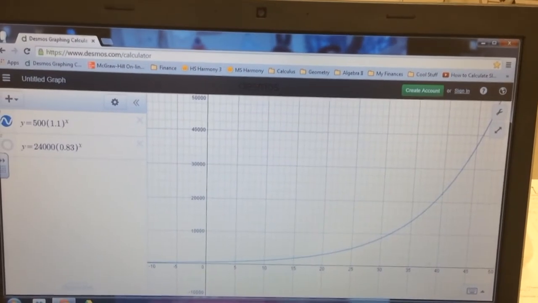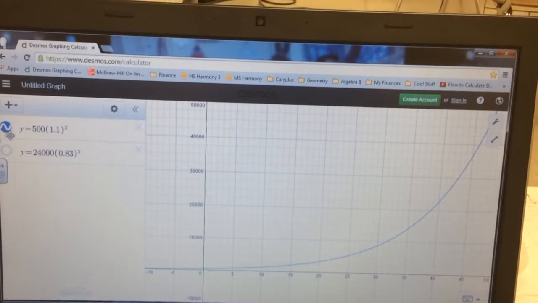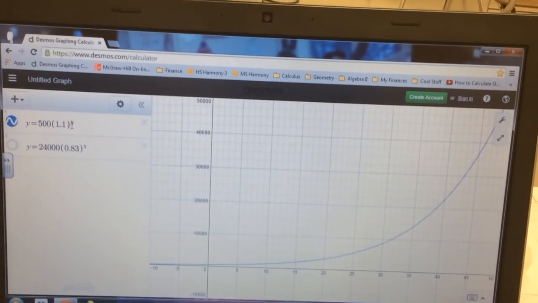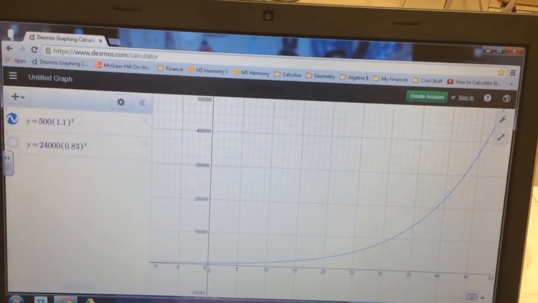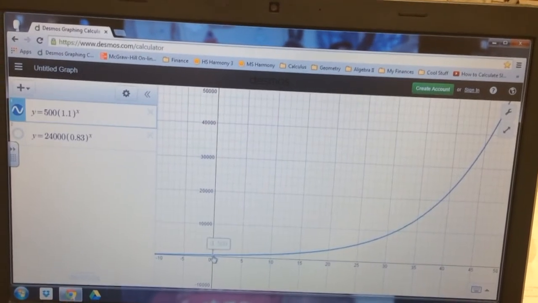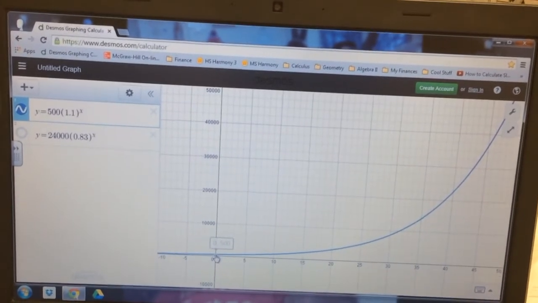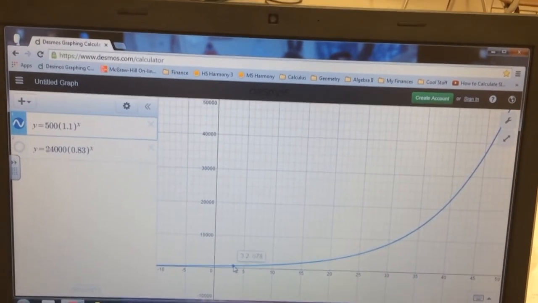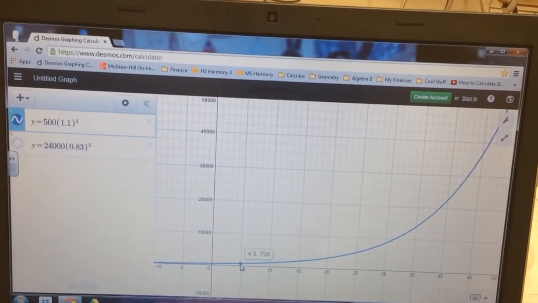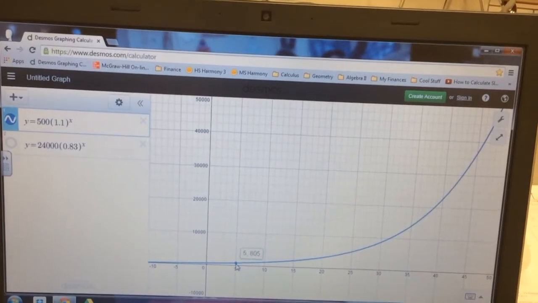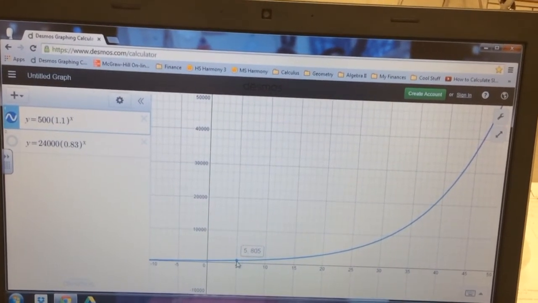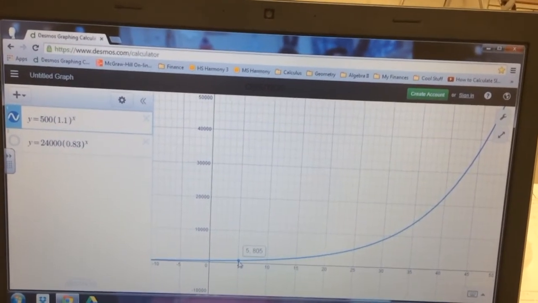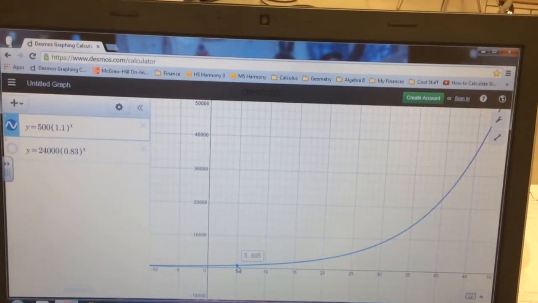So graphing this on Desmos, 500 times 1.1 raised to the x. So we started with $500 way down here. In 5 years, how much is that going to be worth? Well, if I slide along my graph here until I get to 5, I can realize, hey, it's going to be about $805. Not too bad. And remember, this is going to be our retirement money.